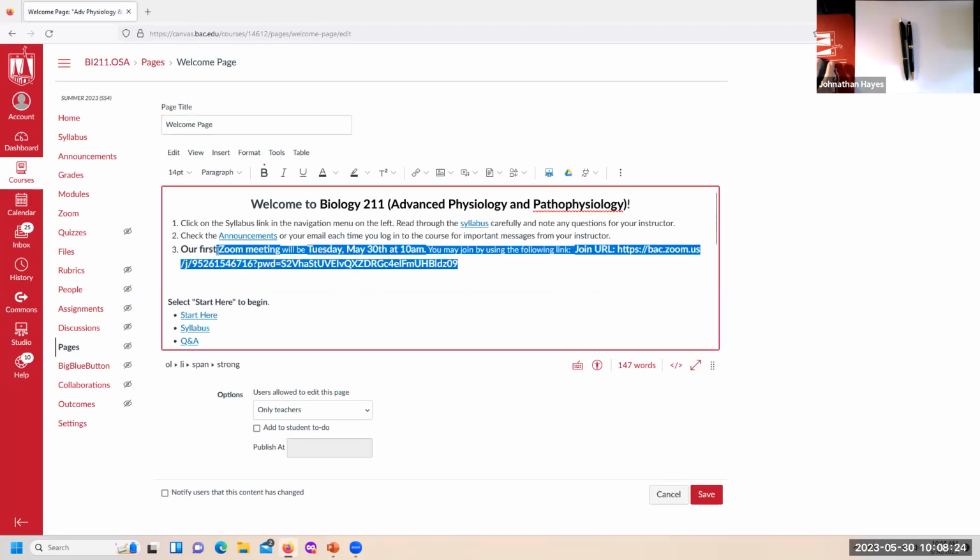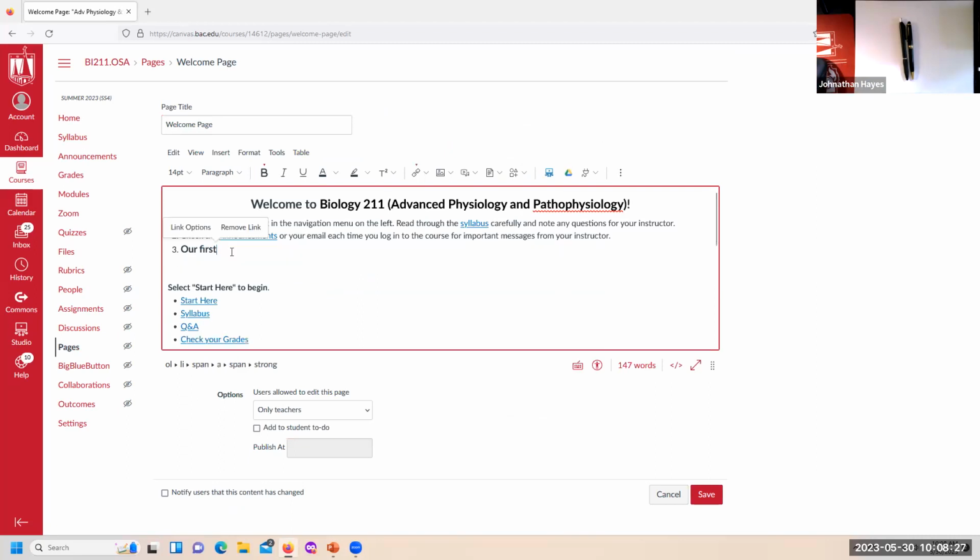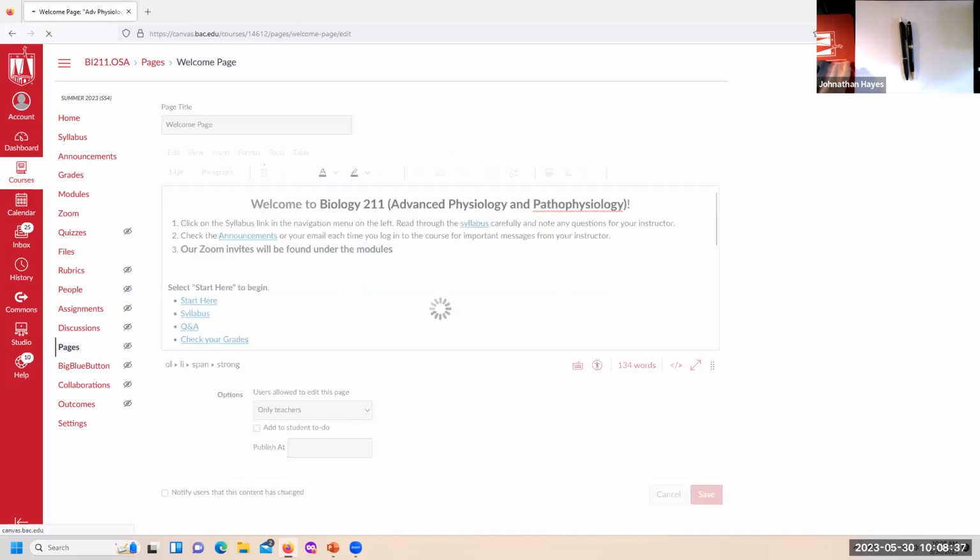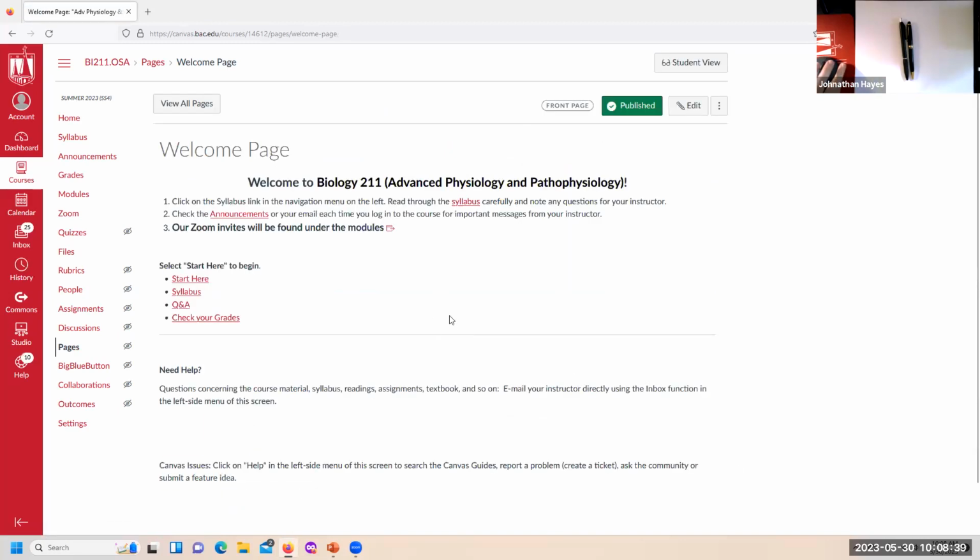Let's say our Zoom invites will be found under the modules. Okay. So let me go ahead and change that. And I'll go ahead and switch pages to show you what I'm talking about.